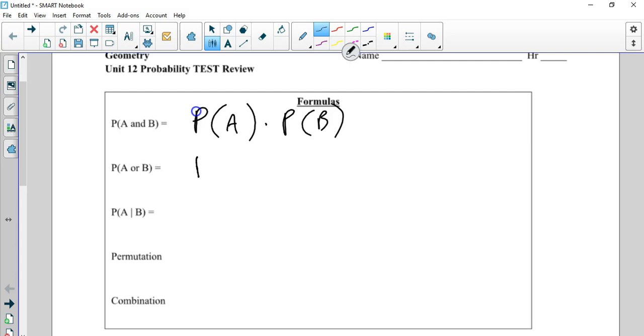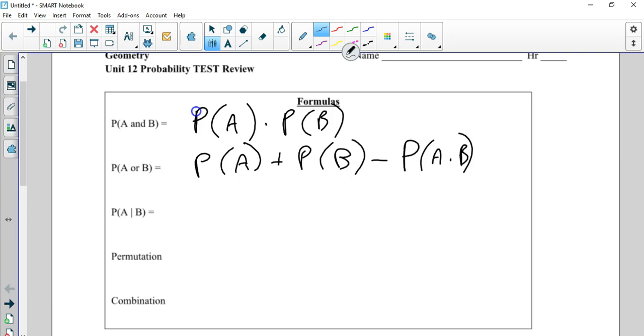A or B, this is when you got to take out the middleman. So you add these two together, but you have to subtract the overlap thing from the first, A times B. This is when you have this overlap, which counts as part of this one and part of this one. So if you just added A and B, you'd be counting this part twice. So that's why we have to subtract it out.